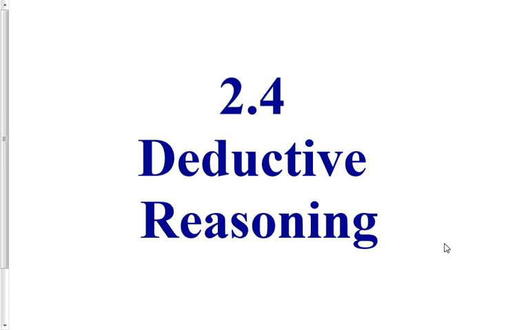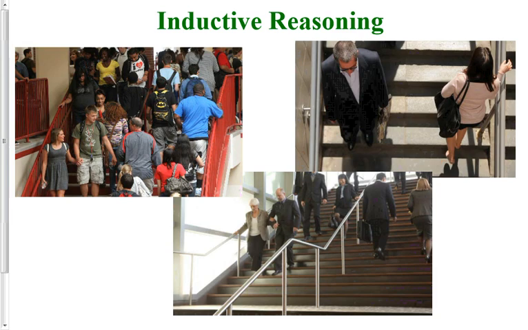Hello everybody, welcome back. This is section 2.4 in unit 3, and we are talking about deductive reasoning today. Now, in the last class, we introduced and talked about inductive reasoning, and we defined inductive reasoning as creating a conjecture or making a conclusion based off of observations or patterns.